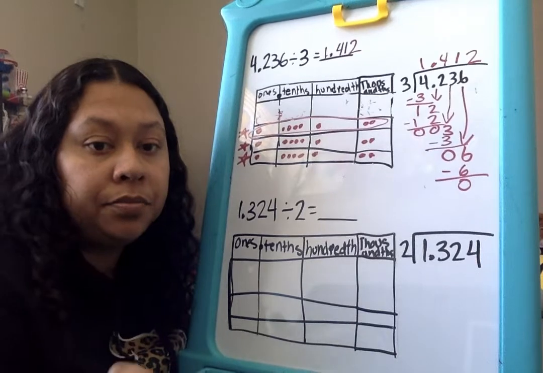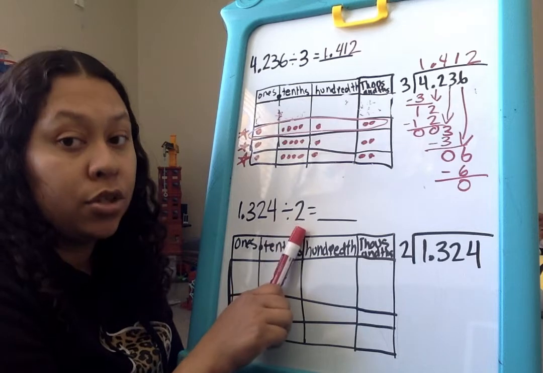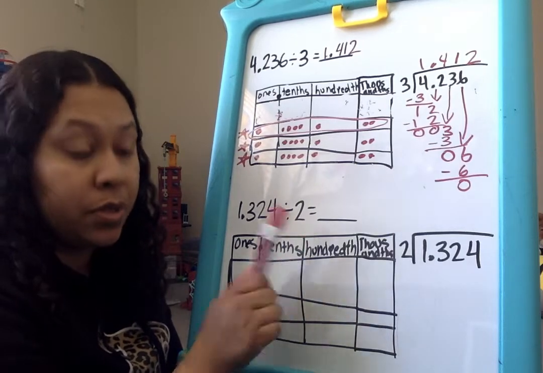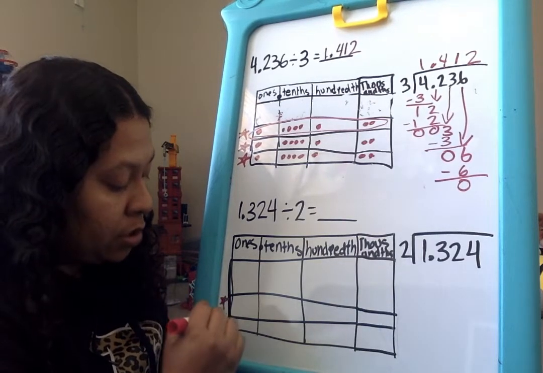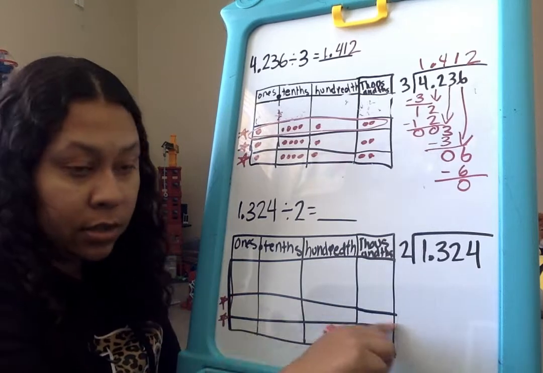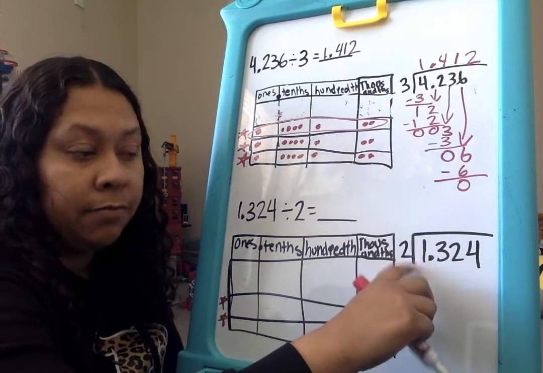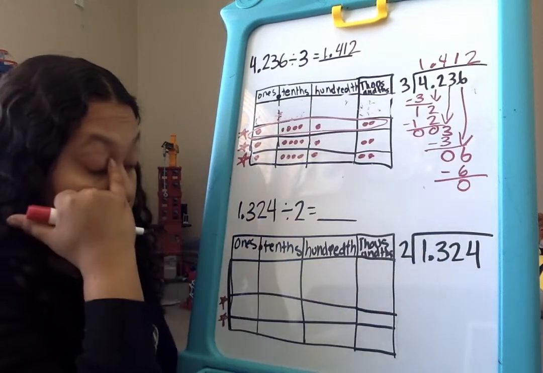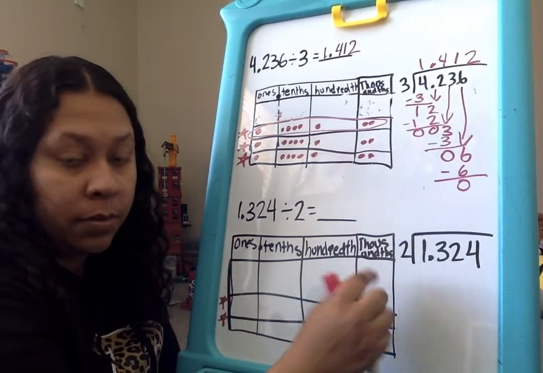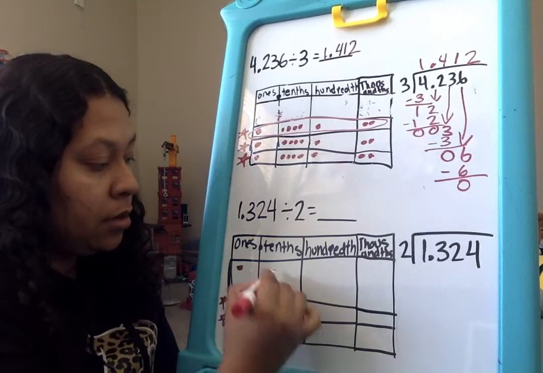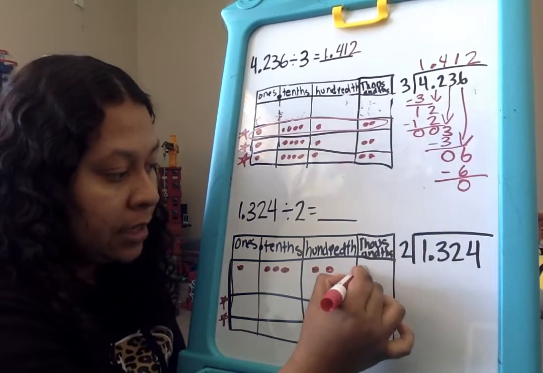Okay, now problem B. So now we have 1 and 324 thousandths divided by 2. So we're dividing it into 2 equal groups. So now on the place value chart, here are my 2 stars to show the 2 groups. So this is one group, here's the second group. Here's our standard algorithm that we're going to fill in as we're doing the steps over here. So now I'm going to start by showing the value in discs on the place value chart. So 1 one, 3 tenths, 2 hundredths, 4 thousandths.